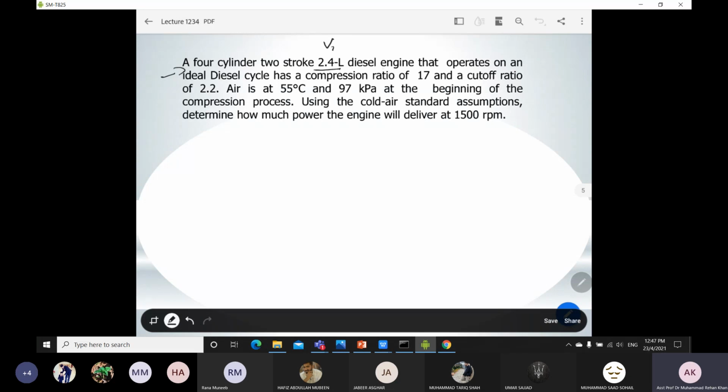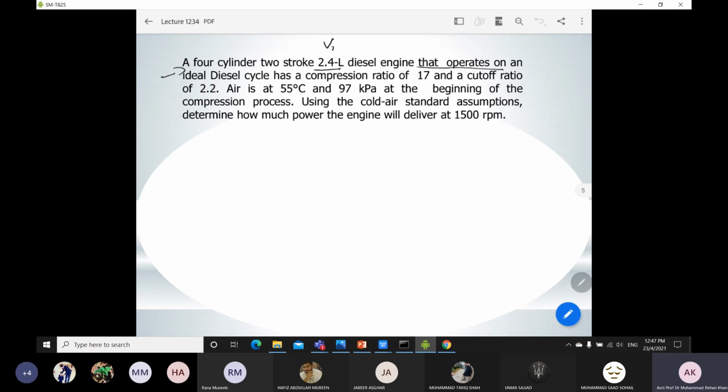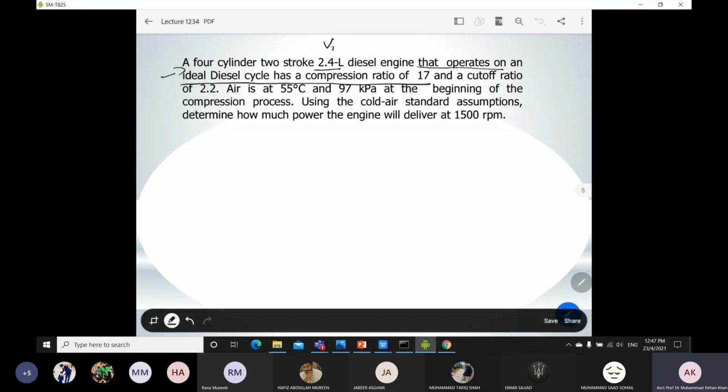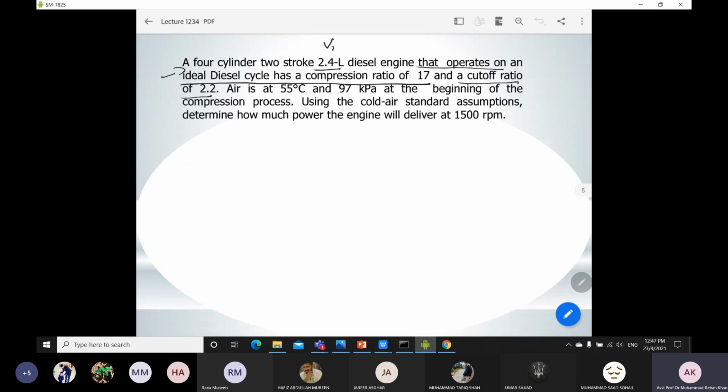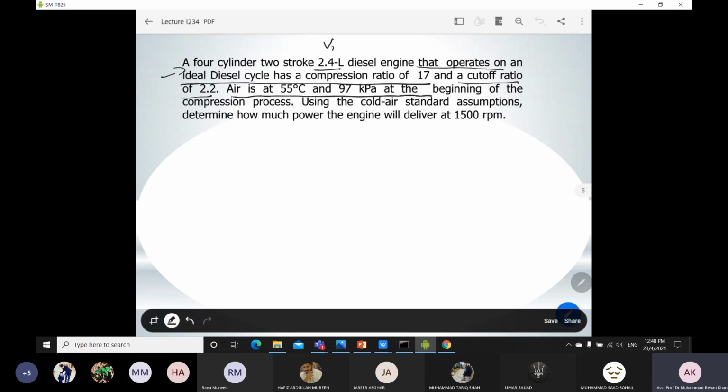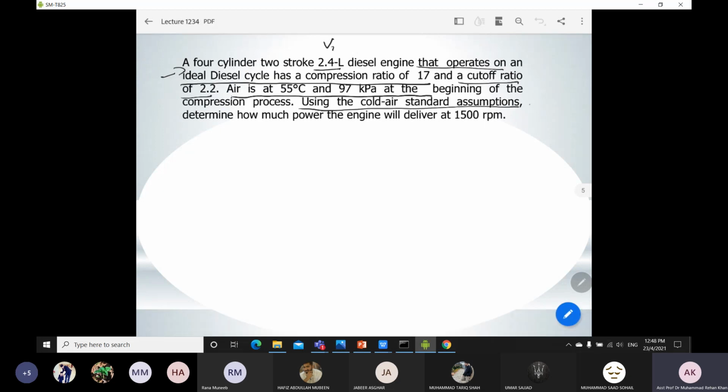do the thermodynamic analysis. That operates on an ideal diesel cycle, has a compression ratio of 17 and a cutoff ratio of 2.2. Air is at 55 and 97 kilopascal at the beginning of the compression process, T1, P1 is given. Using the cold air standard assumption, it means constant specific heat, determine how much power the engine will deliver at 1500 rpm.